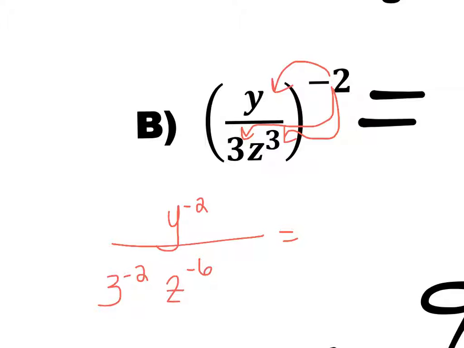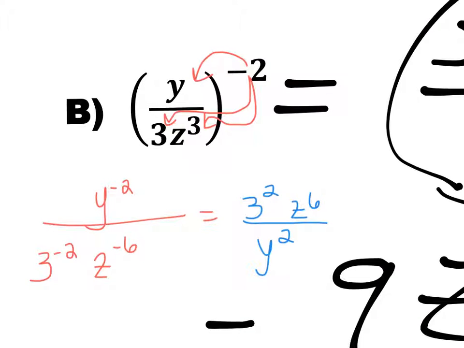Multiply. Good. Now, I have a bunch of negatives. We don't like that. So if I have Y to the negative second in the numerator, how can I make it become positive? Flip it. Put it in the bottom. How can I make 3 to the negative second become positive? Put it on the top. How can I make Z to the negative 6 become positive? Put it on the top.